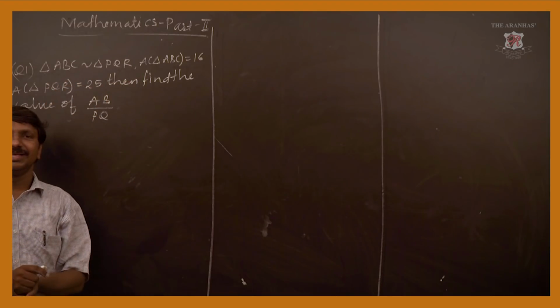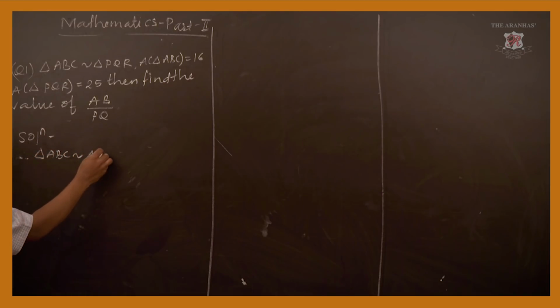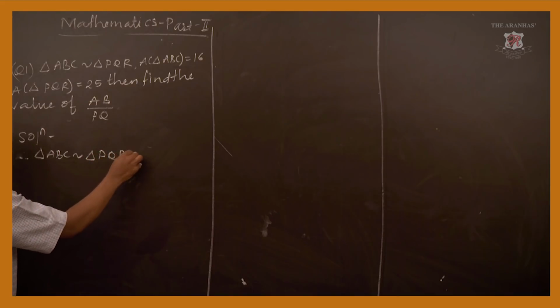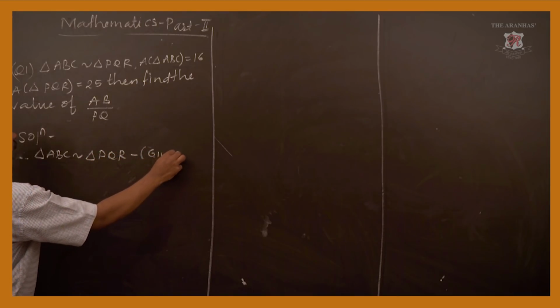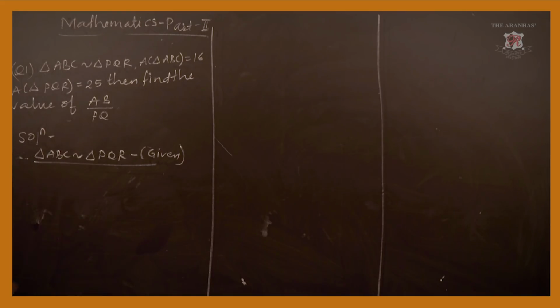So just now we studied the area of similar triangles. Simply we will start its solution. In the solution we will write: Therefore, triangle ABC is similar to triangle PQR. This is given, we'll write it. Triangles are similar, so when two triangles are similar, their areas' ratio equals the ratio of sides. Let's see how many sides' ratios we have to compare: one only. There are 3 sides, but no need of the remaining; we are going to calculate only what is required.